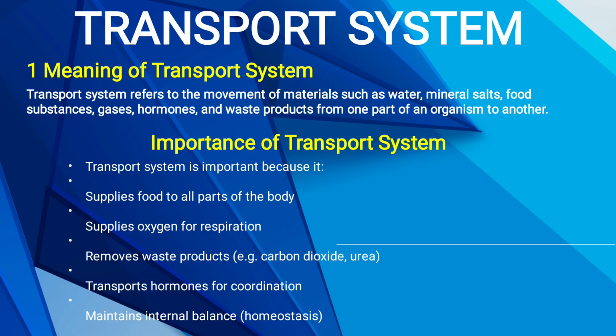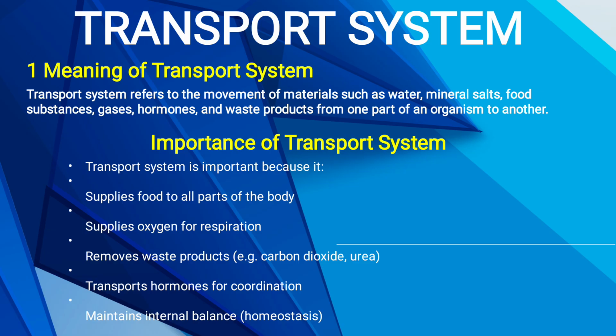In today's video, we'll be talking about the transport system in plant and animal. And then what is the meaning of transport system? When we talk in biology about the transport system, what does it mean? Transport system refers to the movement of materials such as water, mineral salt, food substances, gases, hormones, and waste products from one part of an organism to another.